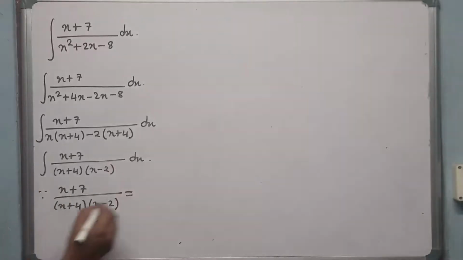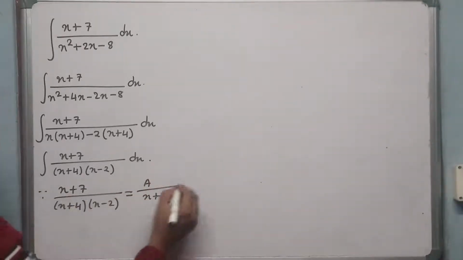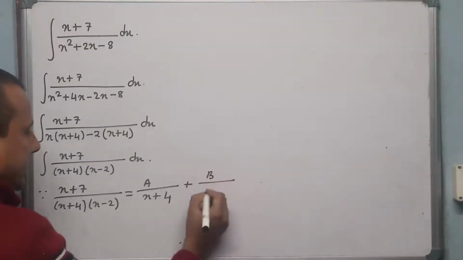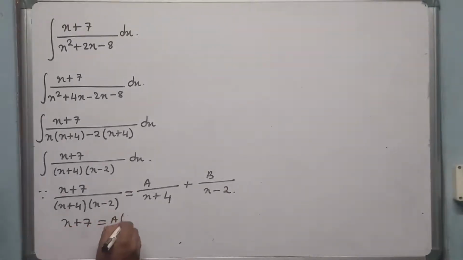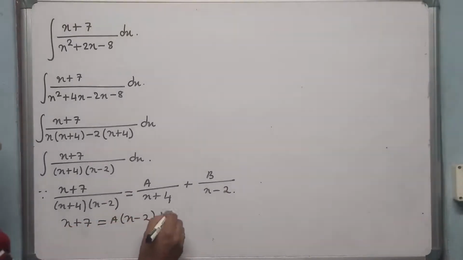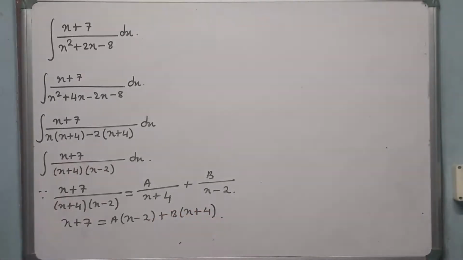Now then I'll write the function x plus 7 over x plus 4 into x minus 2 equals to a upon x plus 4, first linear, plus b upon second linear. After LCM, what you'll get, x plus 7 is equals to a into x minus 2 plus b into x plus 4.